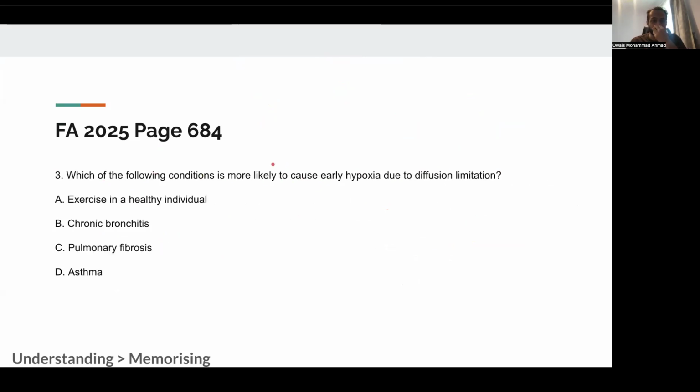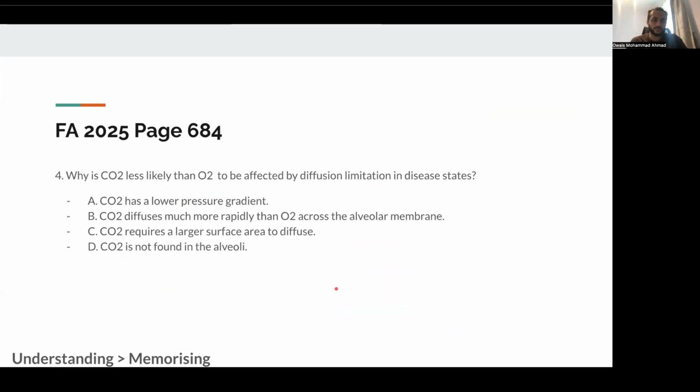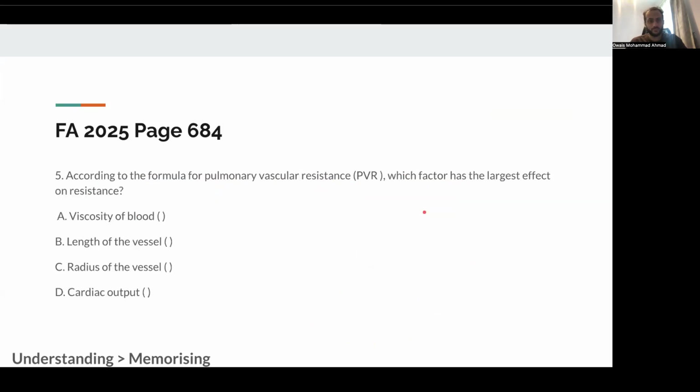Which of the following conditions is most likely to cause early hypoxia due to diffusion limitation? Well, early hypoxia in exercise is not necessarily due to diffusion. Chronic bronchitis, no, it's going to be more fibrosis. Remember, if we draw alveoli and we draw blood over here, we're going to get some fibrosis over here, which is going to lead to diffusion problems. Why is CO2 less likely than O2 to be affected by diffusion limitation in disease states? O2 is less likely because O2 diffuses more rapidly. It's a much more rapid diffuser.